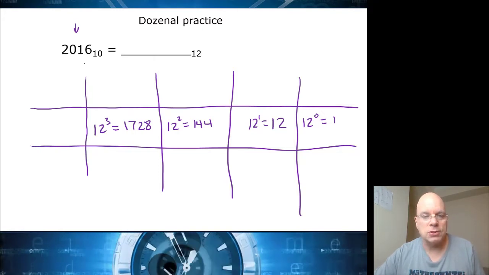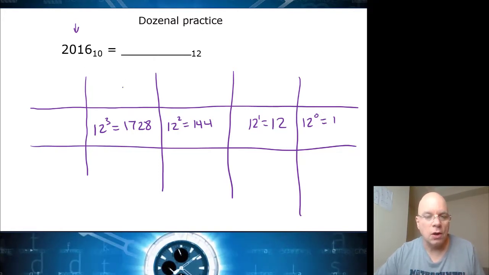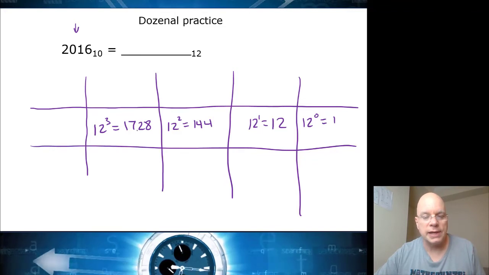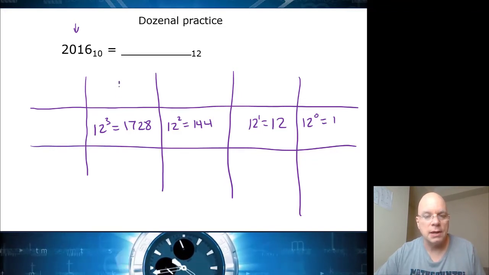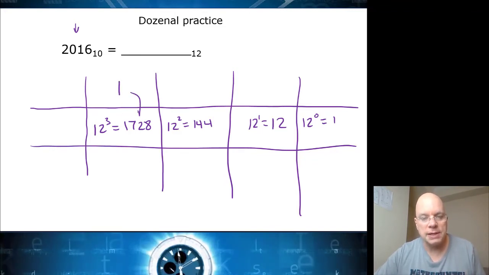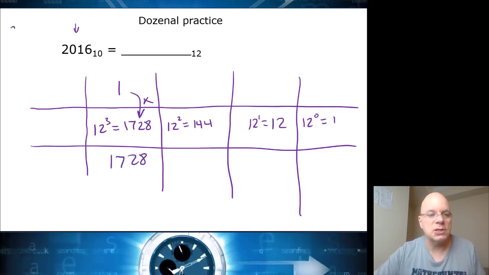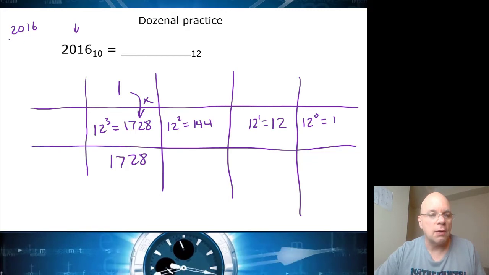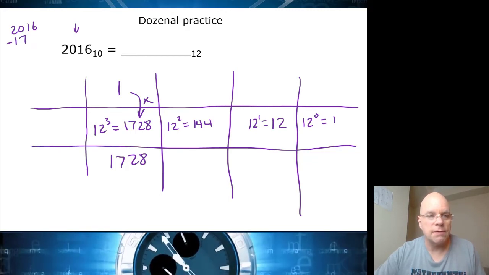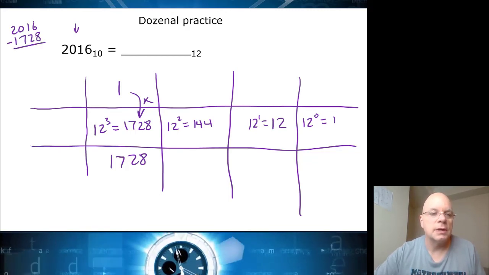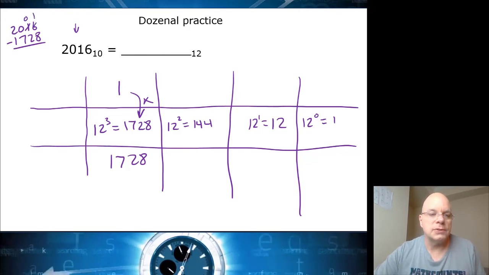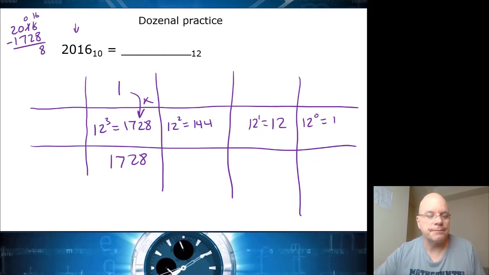So now is when we go shopping. I want 2016. Well, I want 1 1728. I don't want 2. 2 would be too many. But 1 1728 would be 1728. And then you find out how much more do I need. I wanted to represent 2016, and so far I've represented 1728. 16 minus 8 is 8.